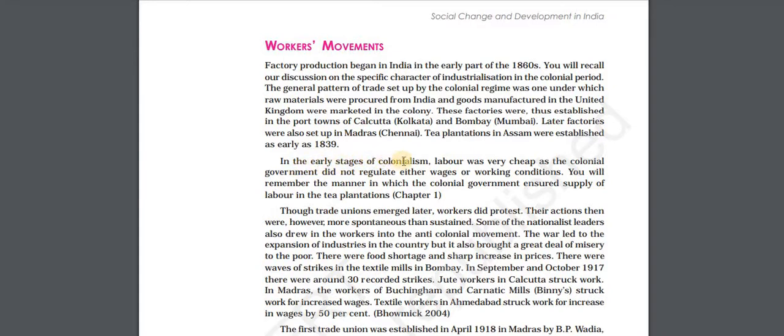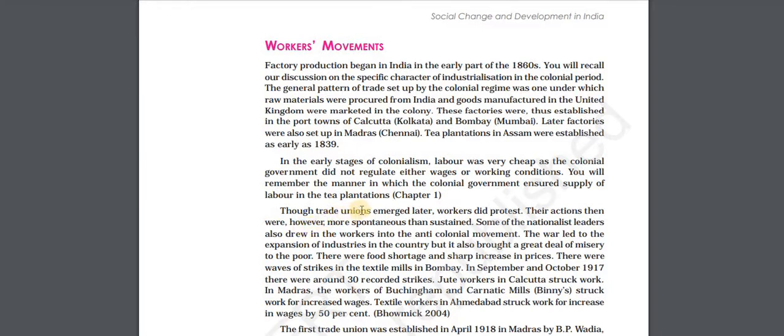In the early stages of colonialism, labor was very cheap as the colonial government did not regulate either the wages or working conditions. You will remember the manner in which the colonial government ensured such a supply of labor in tea plantations, chapter 1.